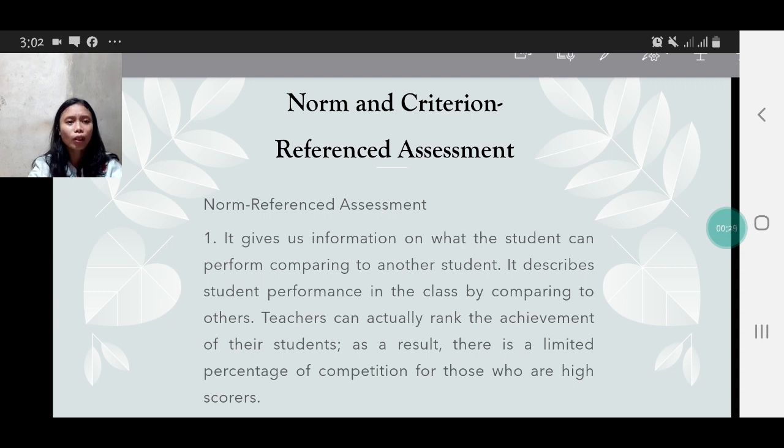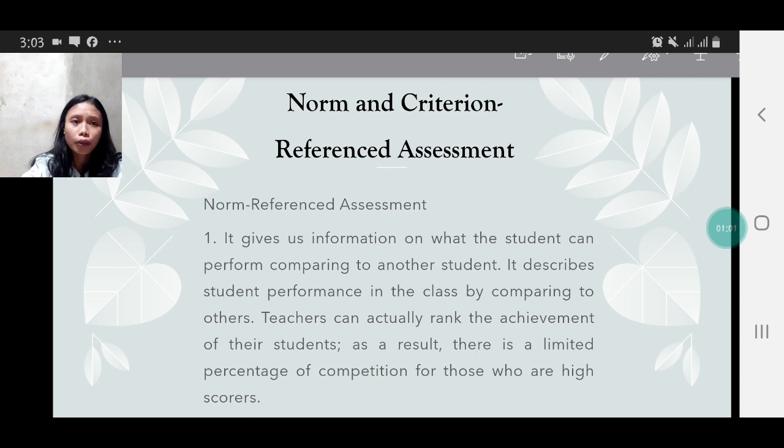So when we talk about norm reference assessment, the performance of a student is compared to other students. It describes students' performance in the class by comparing to others. So teachers can actually rank the achievements of their students. As a result, there is a limited percentage of competition for those who are high scorers.